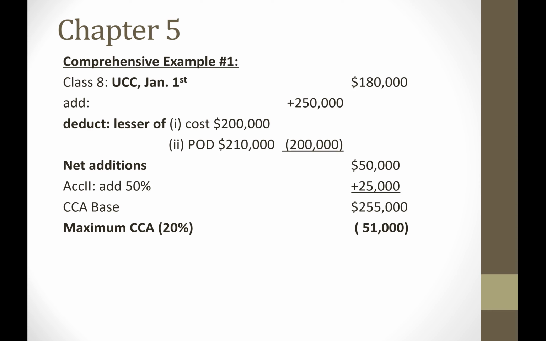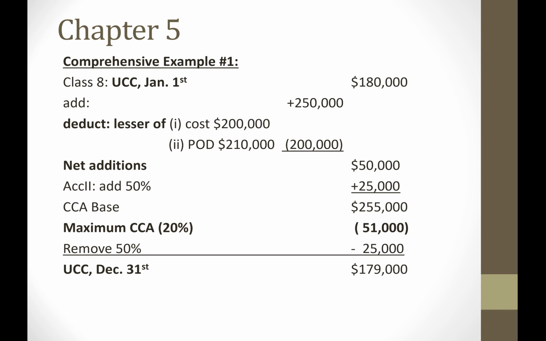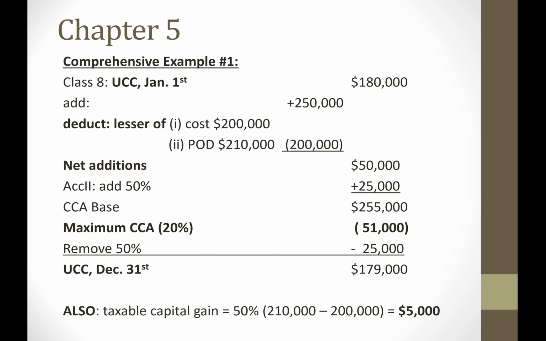Now we have to remove that $25,000 that we added above. Remember, that was only an adjustment made for the accelerated investment incentive, and then our balance going into next year is $179,000. Now also don't forget that we have that taxable capital gain. That asset that we sold for more than the cost, and so we have a taxable capital gain of $5,000 as well. Moving on to the next slide, let's look at another example, comprehensive example number 2.